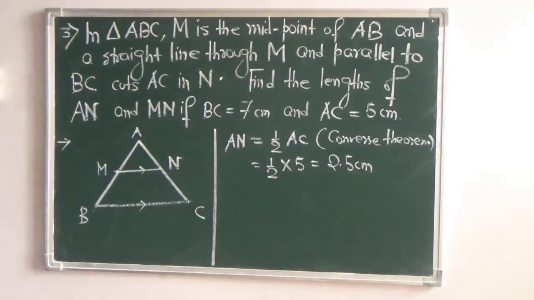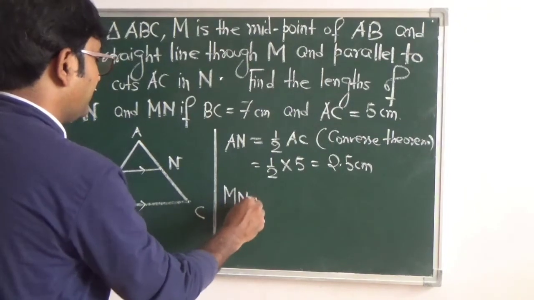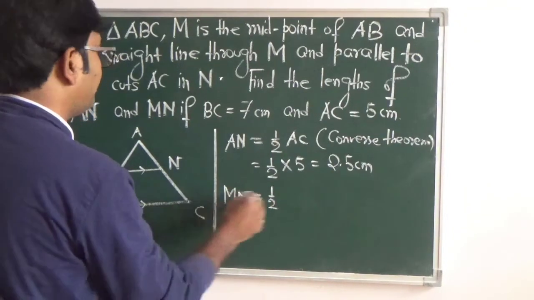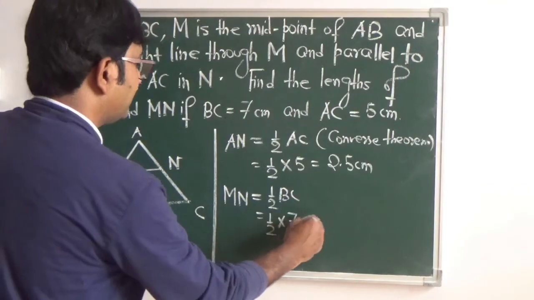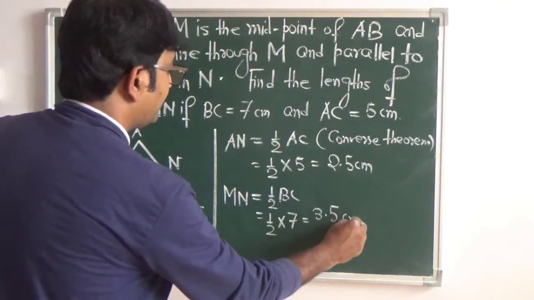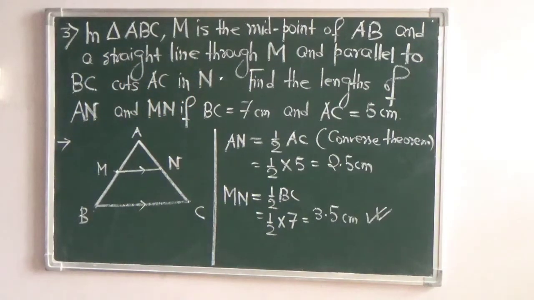Next you need to find the value of MN. MN is equal to half of BC, which is half into 7, that is 3.5 centimeters. So here we got the values. AN is 2.5 centimeters, which is half the length of the side AC, and MN is 3.5 centimeters, which happens to be half of the side BC. So this is question number 3.